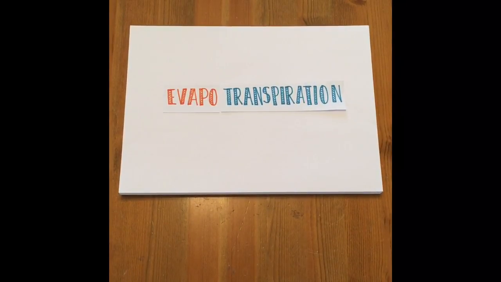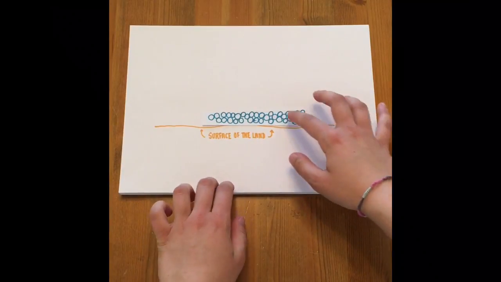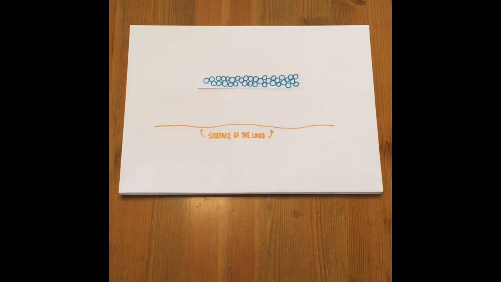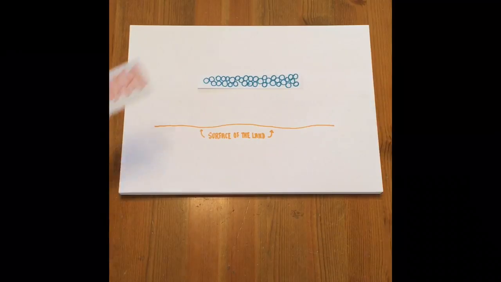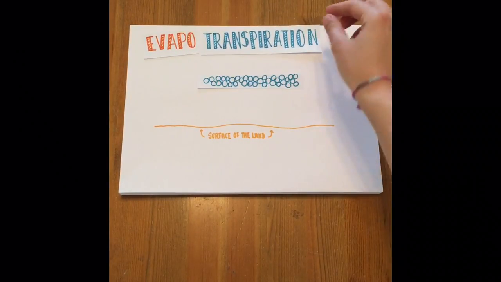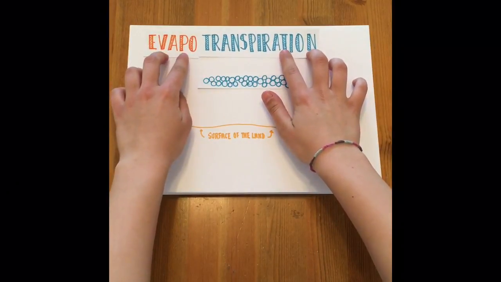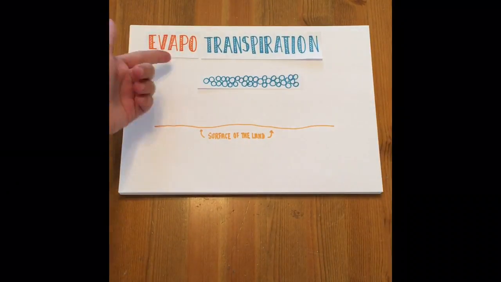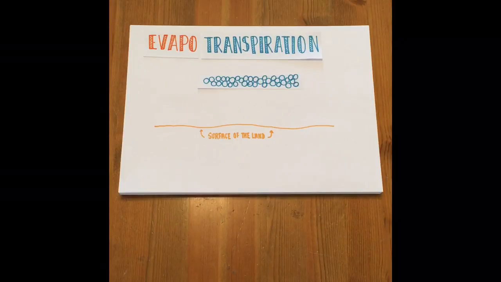Evapotranspiration sounds kind of complicated, but it's actually really simple. It's basically just all the water that's lost from the surface of the land. And this loss happens through two processes: 1, evaporation, and 2, transpiration. Hence, evapotranspiration.